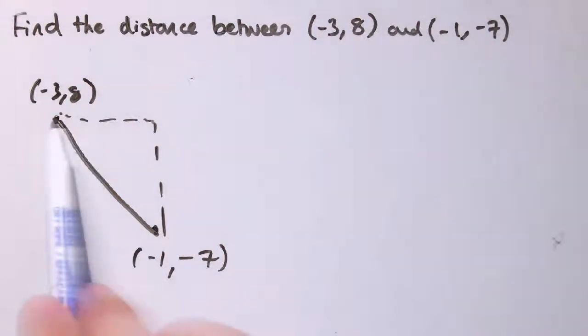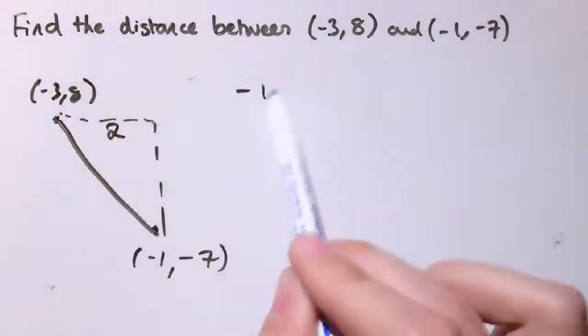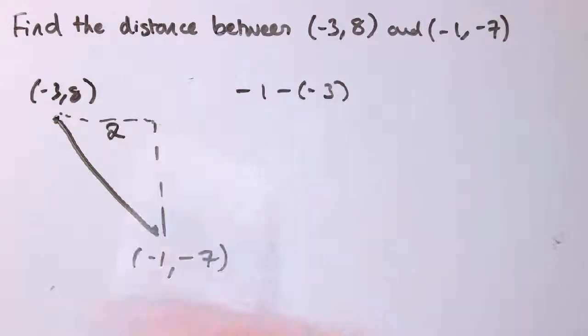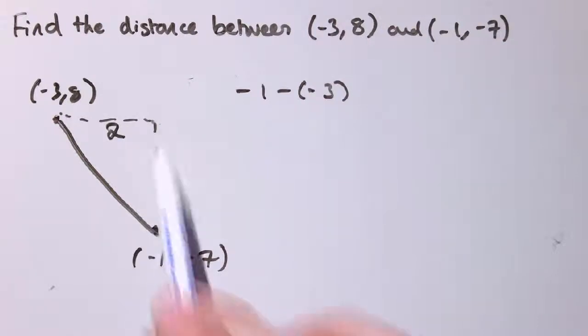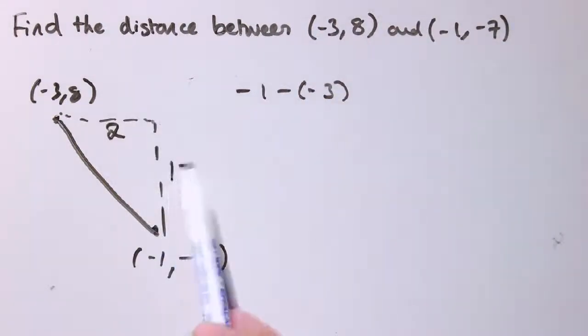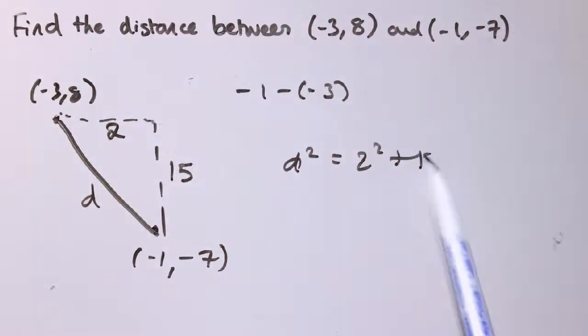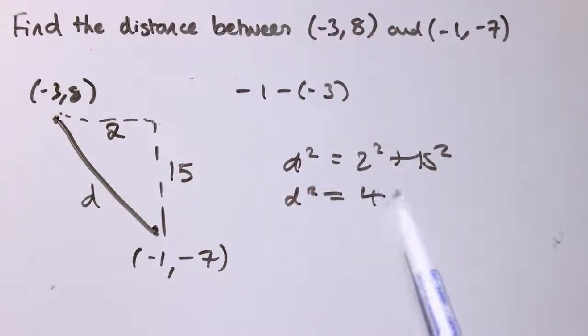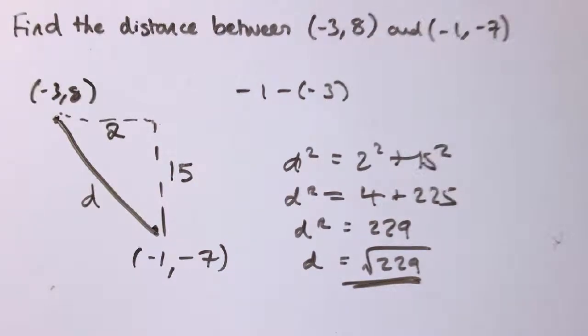So this distance here is -1 minus -3, which is 2. So -1 plus 3 is 2, and this distance here is -7 minus 8, so that's -15. If you like, it's going down 15, but of course it's just a distance, so I can take 15 as the answer there. And so the distance here, d squared, would be 2 squared plus 15 squared, which is 4 plus 225, so d squared is 229, and so d is the square root of 229. You might want to leave that in a different form as you like, but that's how you work out the distance.